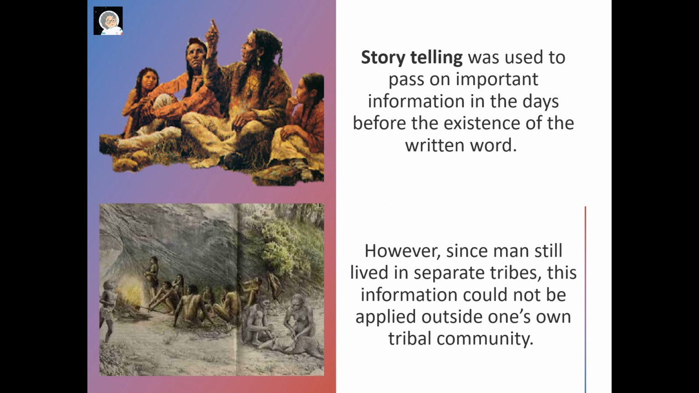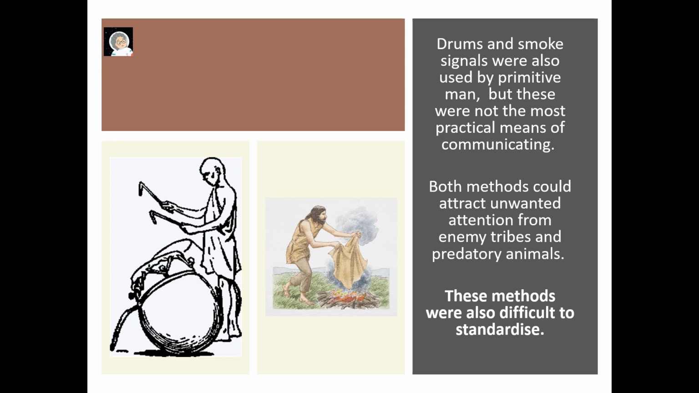Storytelling was used to pass on important information in the days before the existence of the written word. However, since man still lived in separate tribes, this information could not be applied outside one's own tribal community. Drums and smoke signals were also used by primitive man, but these were not the most practical means of communicating. Both methods could attract unwanted attention from enemy tribes and predatory animals. These methods were also difficult to standardize.